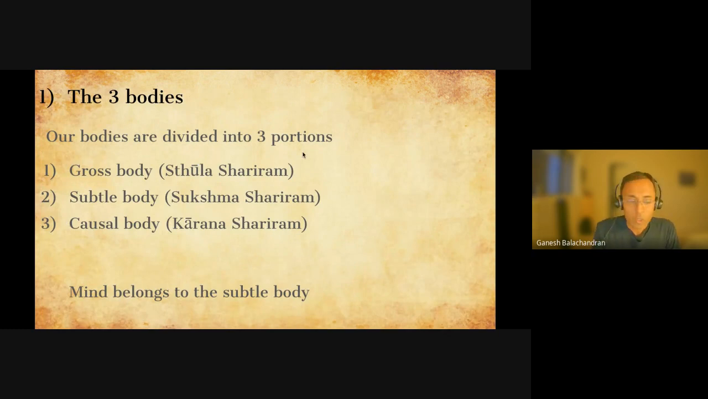Now, you may ask the question, this is a presentation on the mind. Why am I talking about the three bodies? Our bodies are actually divided into three portions. We call it the gross body, the subtle body, and the causal body. The gross body is the physical body. The subtle body includes the mind as well as the five organs of the senses, five sense organs.